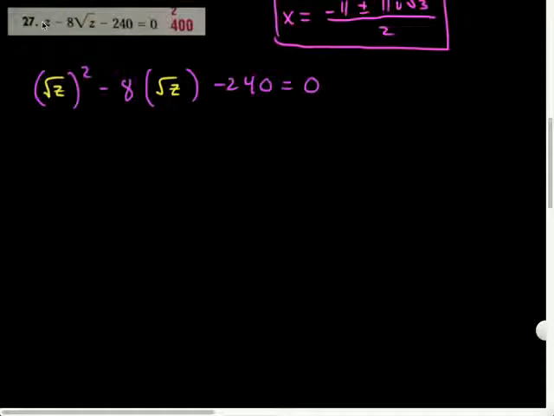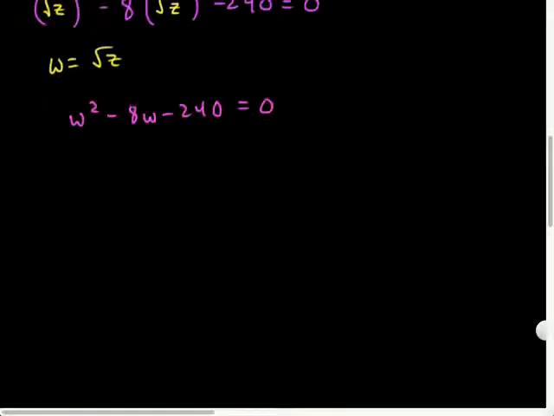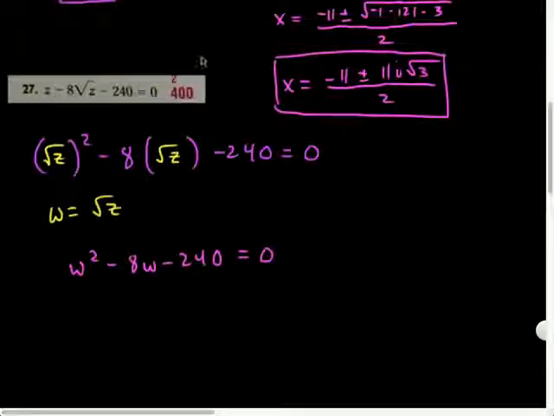Technically, you might even be able to argue that's the absolute value of z, but we won't worry about that right now. So I'm going to make up my own variable. I'm going to say variable w is equal to the square root of z, and I'm going to replace that and solve it quadratically. So w squared minus 8w minus 240 equals 0. So now I can factor this. This is a quadratic. I know how to solve that. I didn't know how to solve this thing up here.